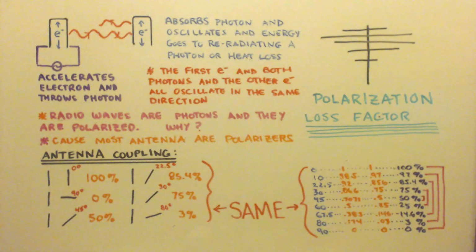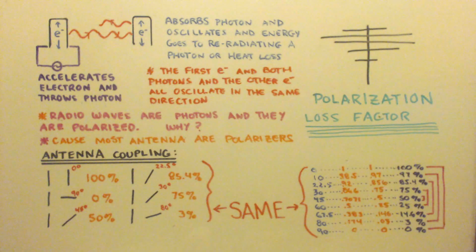Okay? So this electron here absorbs the photon and oscillates, and the energy goes to that oscillation, as heat loss, or it goes to re-radiating or re-emitting the photon. Right here you can see it. But remember what I said: everything oscillates the way the first one oscillated, which would be this electron. Radio waves are photons, right? And they are polarized. Okay, why?